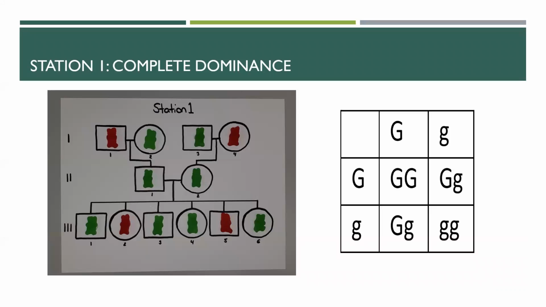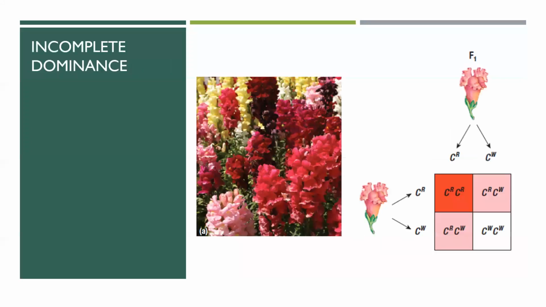We can draw a Punnett square to represent the possible combinations for the cross of Generation 2. Red is the recessive phenotype, so there's a 25% chance that the 7th offspring will be red. Let's take a look at the next pattern of inheritance.